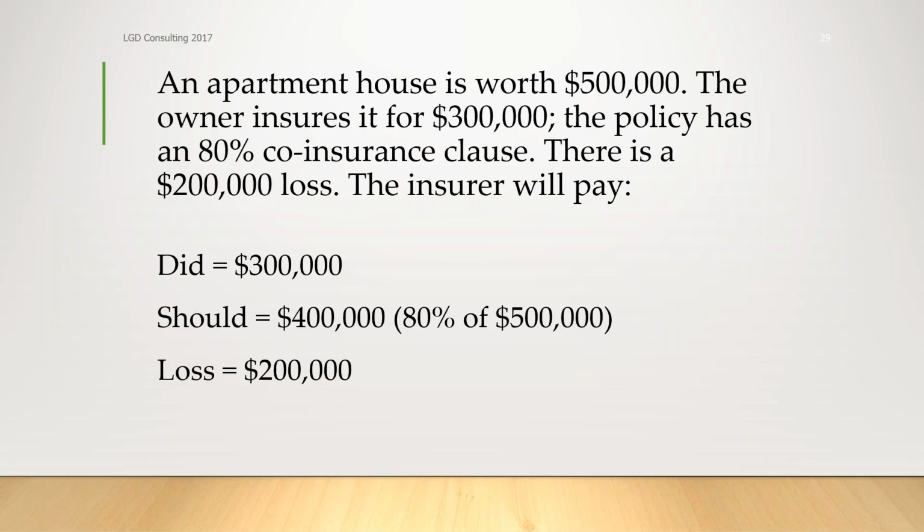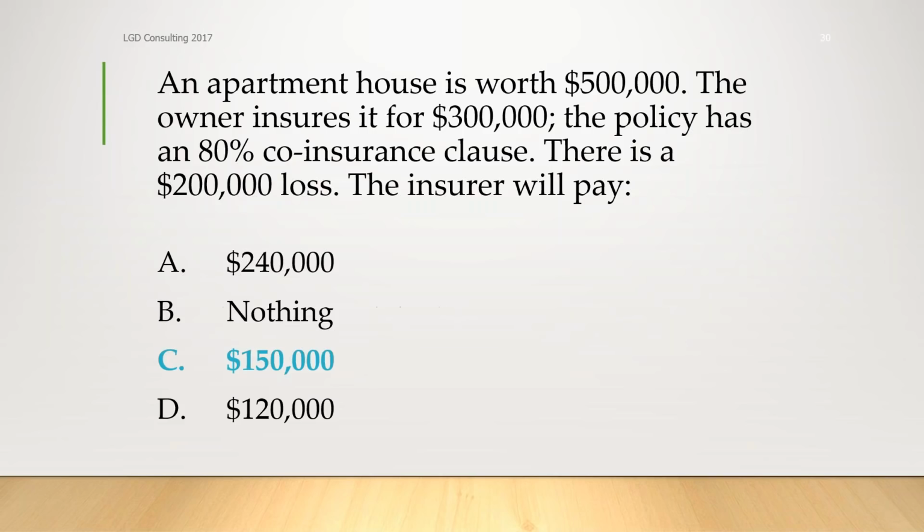How much insurance should you have? Well, the should is the 80% coinsurance value of the property. All right. So 80% of the value of the building of $500,000 is $400,000. So you did have 300. You should have had 400. All right. That simplifies realistically to 3/4. So 3/4 times that loss of 200,000 equals 150,000.